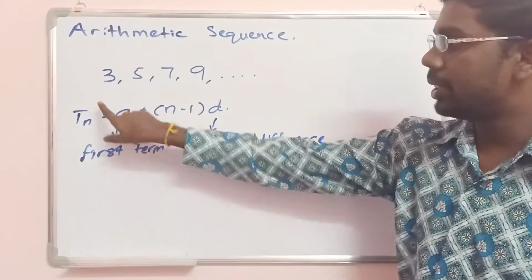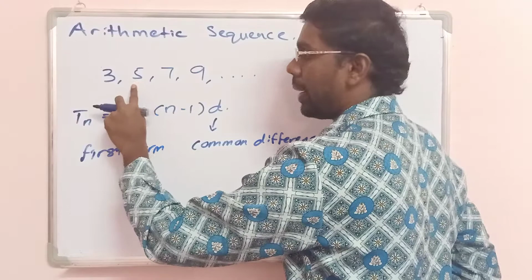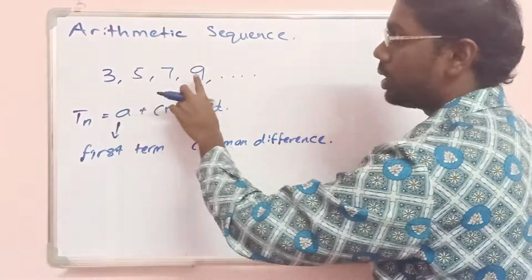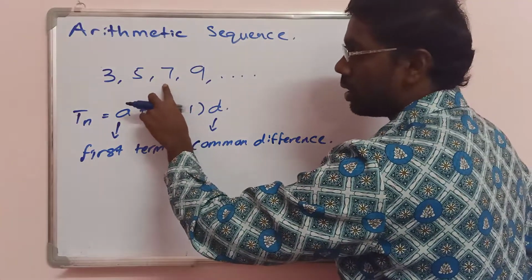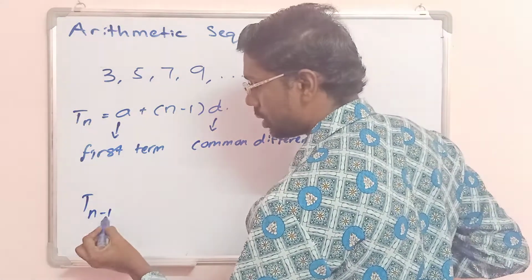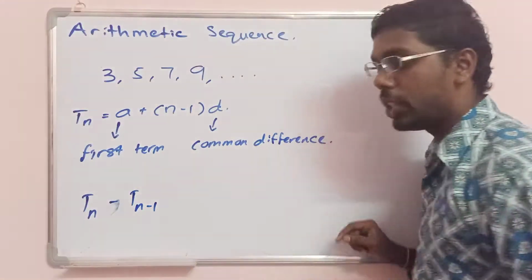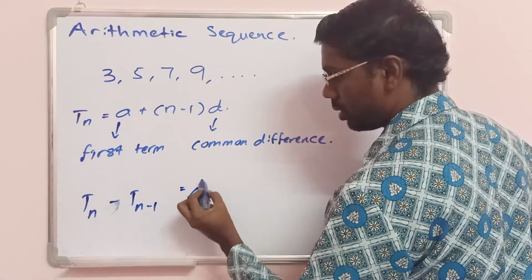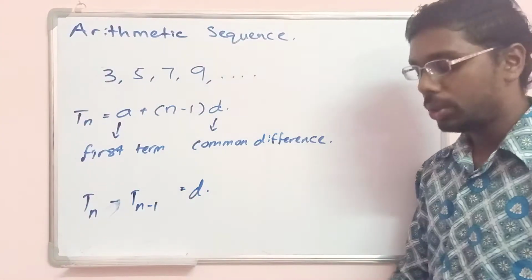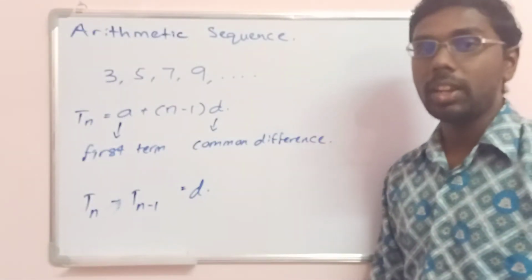Okay, so the first term here is 3, and to find the common difference, we take the second term minus the first term, or the third term minus the second term, or the fourth term minus the third term. In general, it is a term minus the previous term. So over here, the common difference will be 5 minus 3, which is 2. This is what we learned in our previous class.